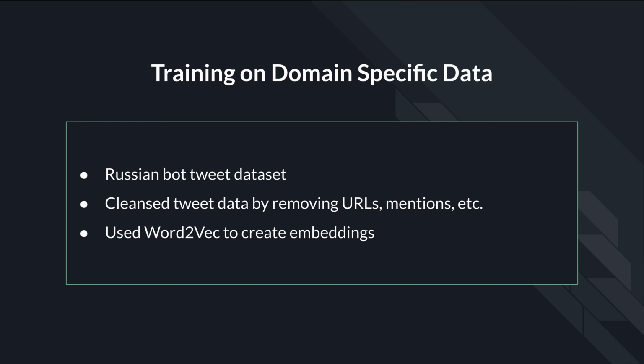To create the custom embeddings from the Russian tweet dataset, the first step was to cleanse the data. This involved removing things like URLs, user mentions, and other elements that don't really contribute useful information. The goal was to keep only text that shows how the words are used in context. After pre-processing, I used the word2vec algorithm to train the word embeddings on the clean dataset, which runs the data through a neural network. This produced vector representations that reflect patterns and relationships specific to the language used in those tweets.